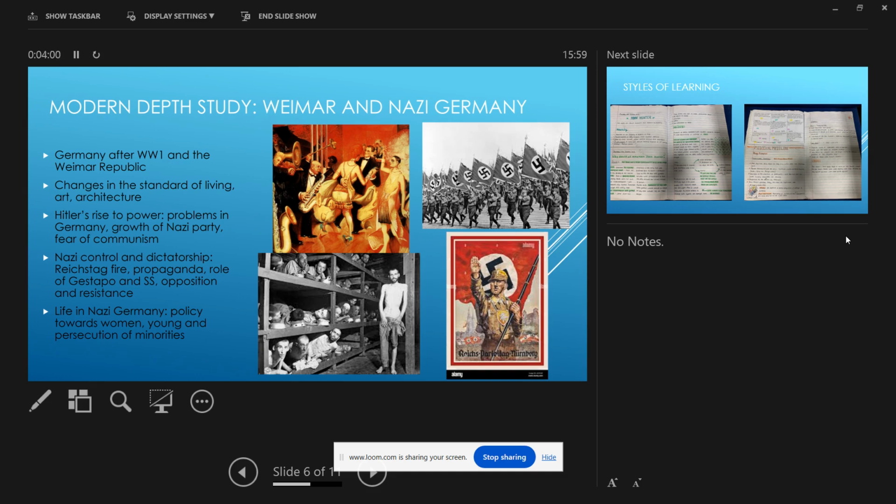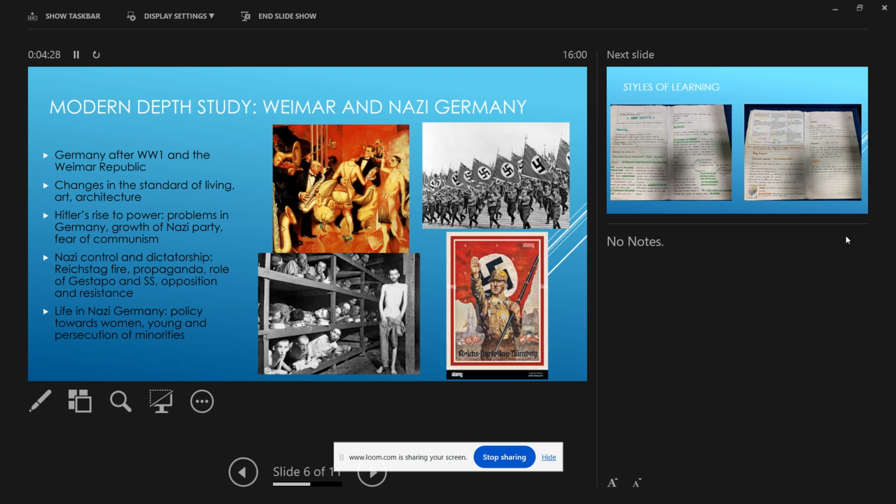So here we see the impact of World War I, the impact of the Treaty of Versailles. We look at the Weimar Republic and some of the problems that emerged from there. We look at changes in the standard of living, such as new art and architecture coming out of Germany at this time. We then move into the problems of the Weimar government, looking at things like hyperinflation, issues surrounding Germany at this point, and how Hitler was then able to capitalise on this and rise to power.